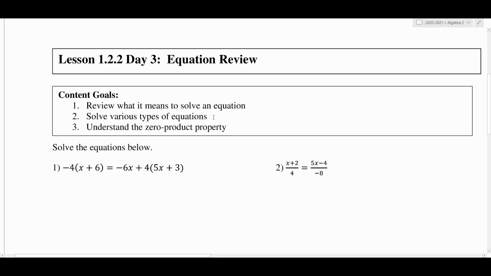All right. So we're going to review what it means to solve an equation. We're going to learn about the different types of equations we need to be ready for, and then the property we're going to run into is the zero product property that we need.